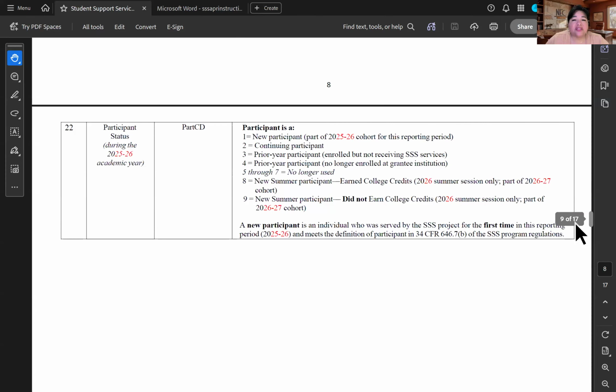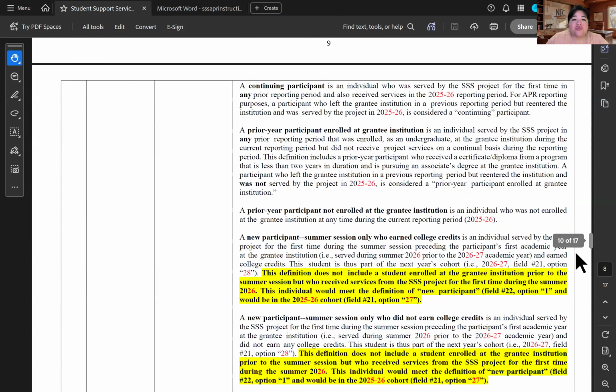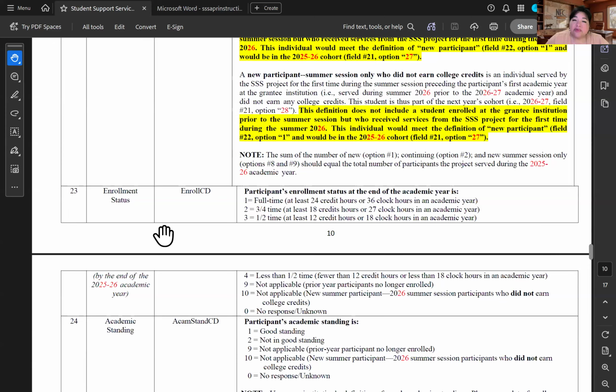Participant status during the year, we talked about new, continuing. Now, field 23 is very similar to field 20. Field 20 was asking the total number of hours a student was enrolled at the end of the first year served. That never changes. A student can be in the program for 10 years. Field 20 never has to be answered again. But field 23 does. Field 23 is asking how many years total were they enrolled in this year, so that may have to change.